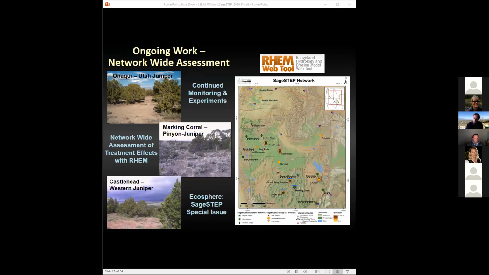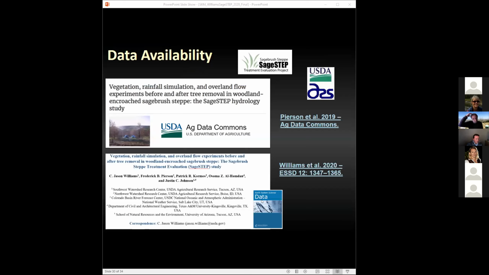Our ongoing work includes continuing monitoring at the sites, and we're also moving towards doing some RHEM modeling across the entire SageSTEP network to look at the hydrologic impacts of the treatments across all of the woodland sites in the network. And so hopefully we'll have the first paper on that effort in the Ecosphere special issue you've heard folks talk about already today. Much of the data from the first 9 years of the study are now available in the Ag Data Commons, and were highlighted in our paper describing that data set in ESSD published earlier this year.